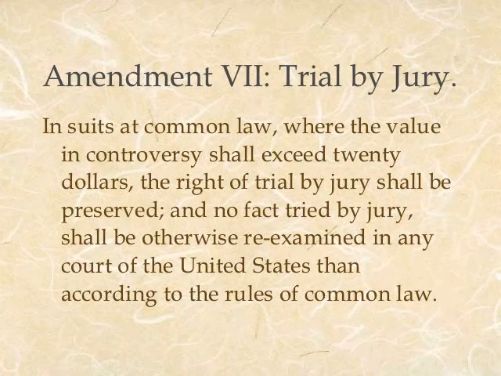Amendment 7, trial by jury. In Amendment 7, it basically said that if the value of the controversy was over $20, that you had a right of trial by jury, and that no fact tried by jury should be otherwise re-examined in any court of the United States than according to the rules of common law. What that meant was that there was an appellate court system, and that if you had a problem with the finding of a court, it could go up through the appellate court system through to the United States Supreme Court. We're going to talk about the organizational structure of courts in a minute.